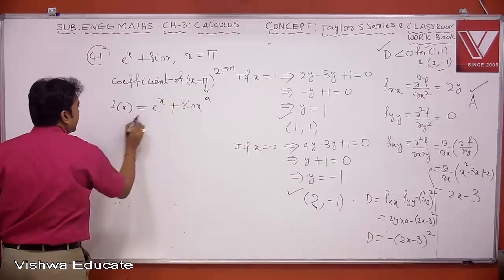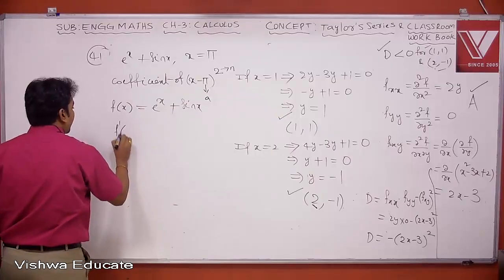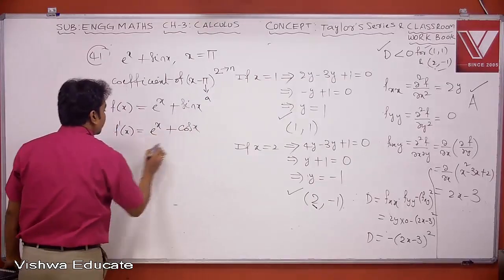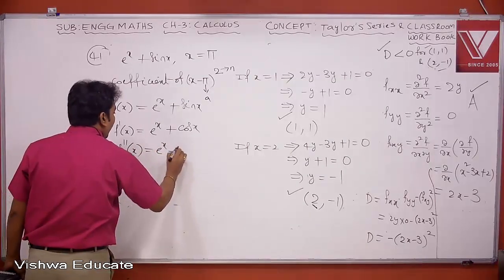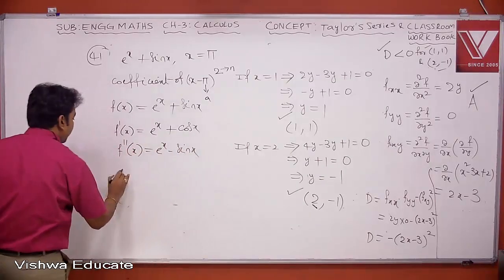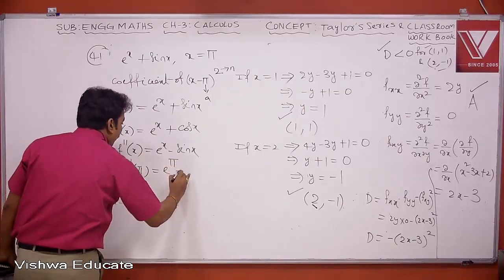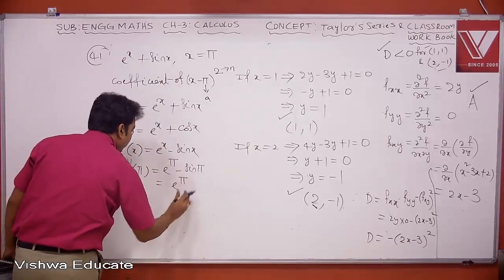Since the power is 2, I must calculate the second derivative. What is f dash of x? e power x plus cos x. What is the second derivative of this? e power x minus sin x. So f double dash of pi equal to e power pi minus sin pi, but sin 180 is 0. This is e power pi.